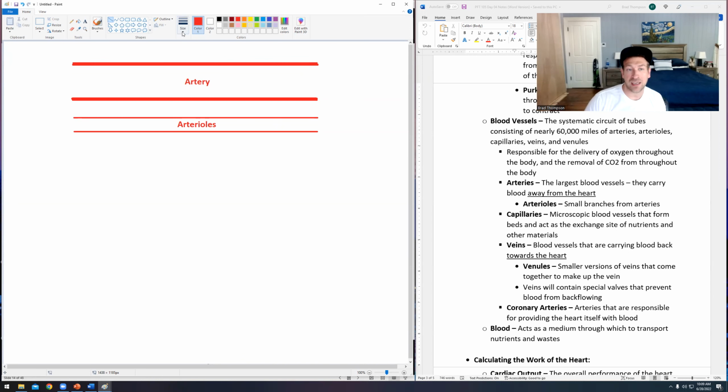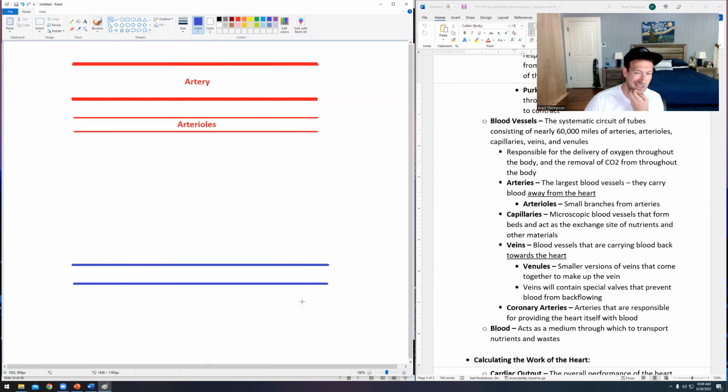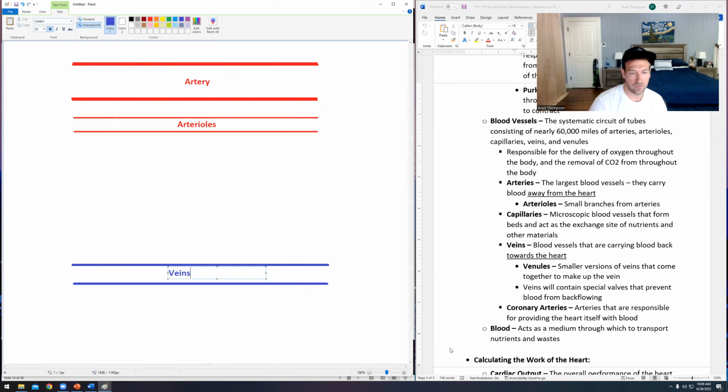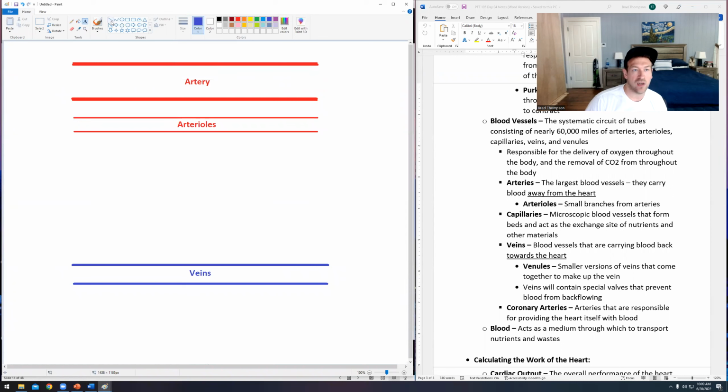Now, the opposite of an artery is going to be a vein, okay? Veins are a little bit smaller than arteries, but not substantially. So if we look at a vein here, we'll make it slightly smaller than the artery, but not crazy small. So those are your veins, right? And then you've also got smaller versions of veins, which we are going to call venules. So again, artery, arteriole, vein, venule, right? Venules are going to be slightly smaller. So there's our next tube there, and that's our venule.